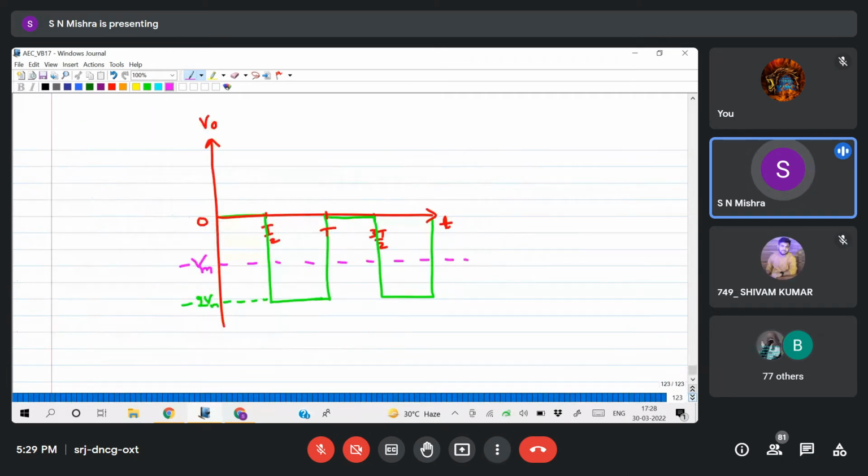Earlier the signal is changing from here to here. Now it is shifted downward by minus Vm. Not by means it is automatically there. Now tell me the initial input peak and now peak.